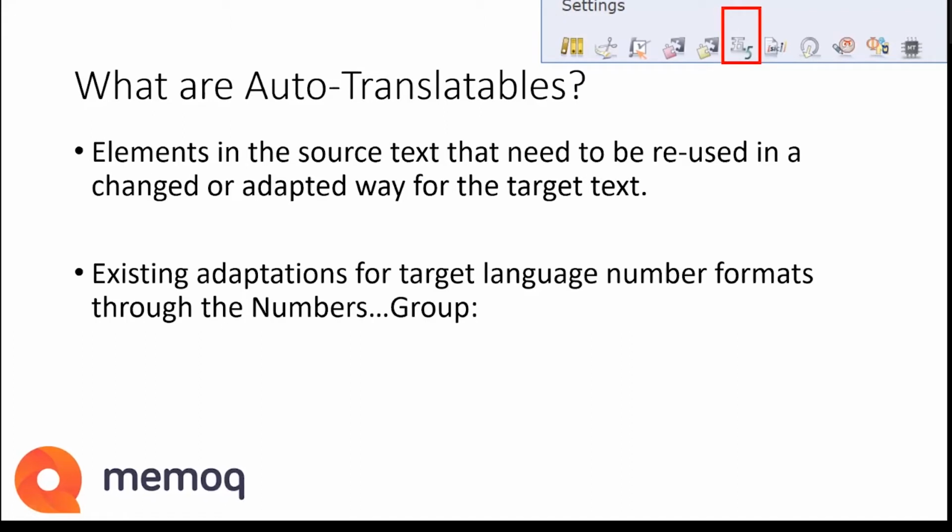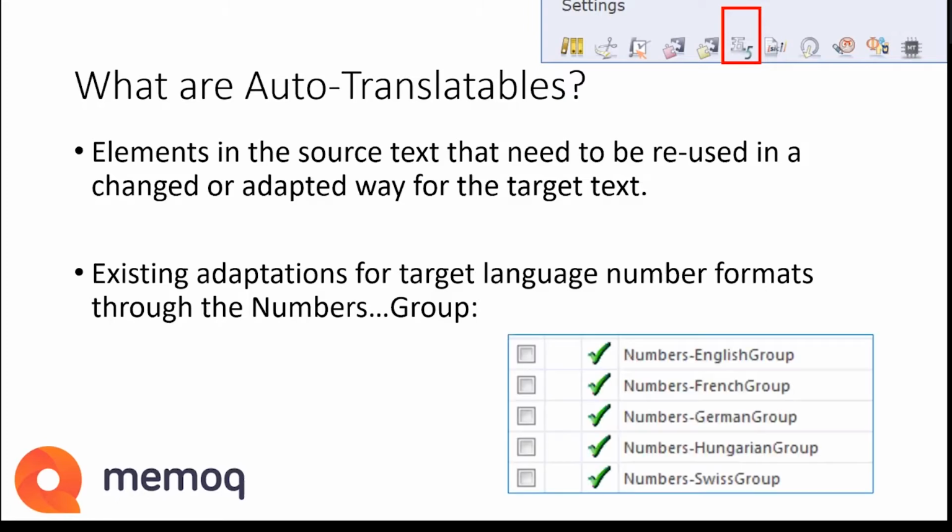There is already an existing setup for auto-translatables, and that has to do with the number formats. And these are governed by the so-called numbers groups. And you might have seen them. If you check the settings, you will see that when you install MemoQ, there are these so-called numbers English group, French group, and so on, already existing in the auto-translatables lists.